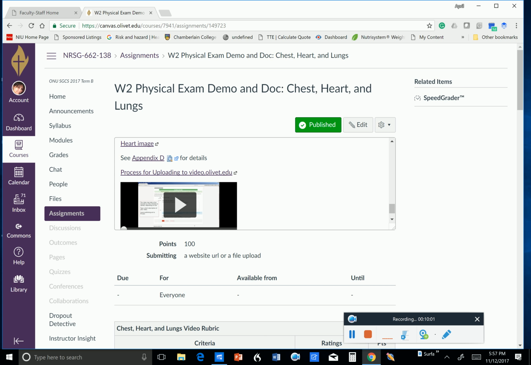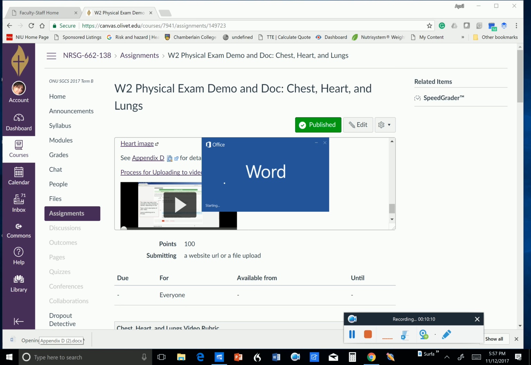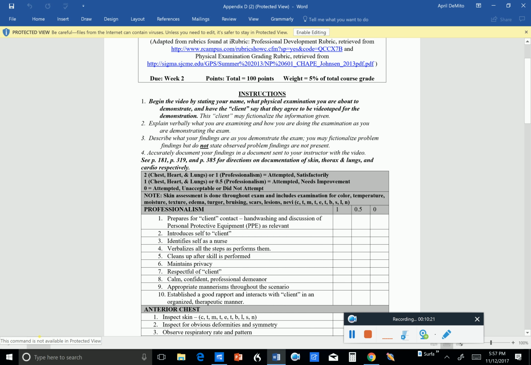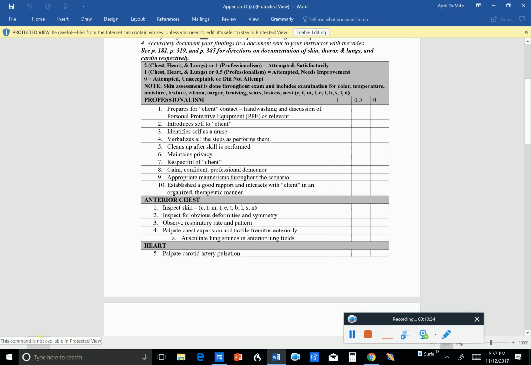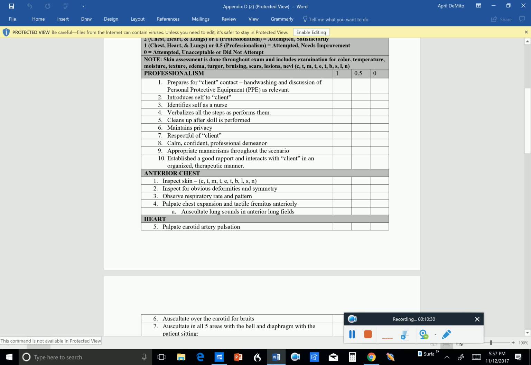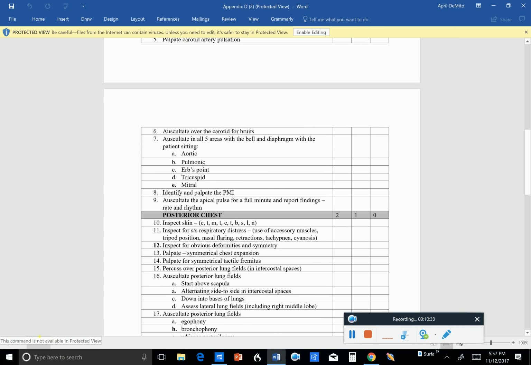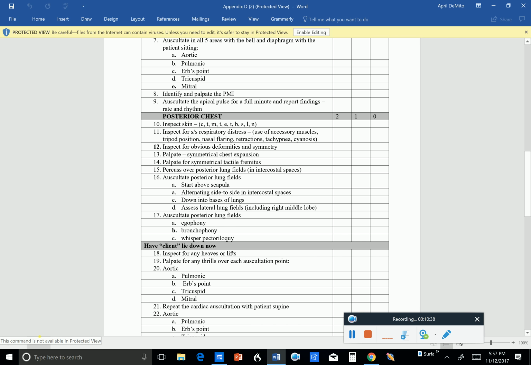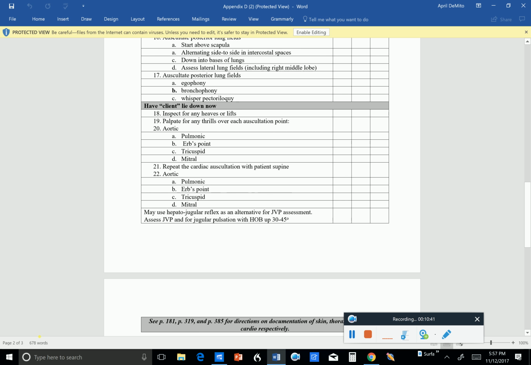Now let's look at Appendix D because this is the rubric that I want you to follow because this is what I'm going to be looking at as I am viewing your videos. All right, so let's look at this. Okay, Appendix D. Begin the video by stating your name, go through all of these things, and these are all of the steps that you're going to have to follow. If you do not follow, you will not get the points. If you don't do it appropriately, but you do it, you'll get half credit. So you've got a lot of things that you need to cover here.